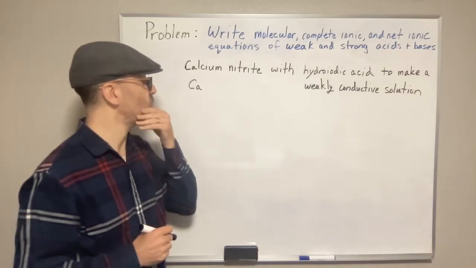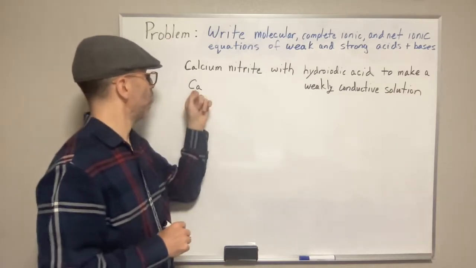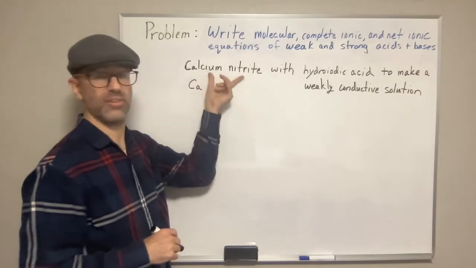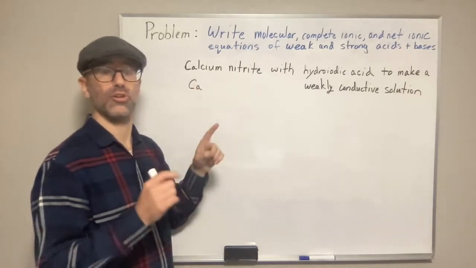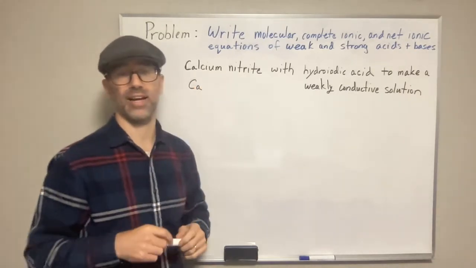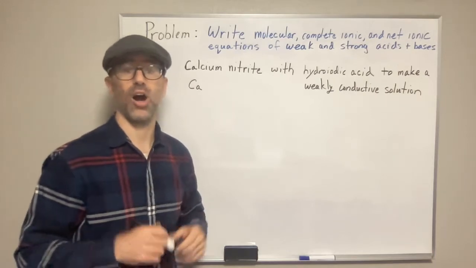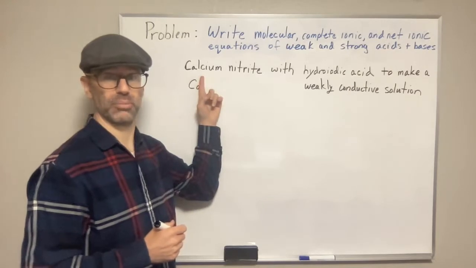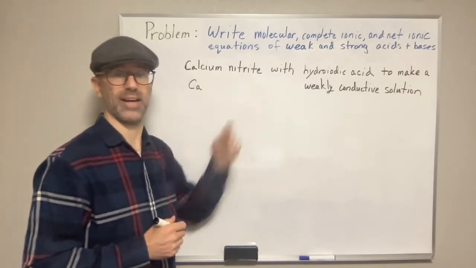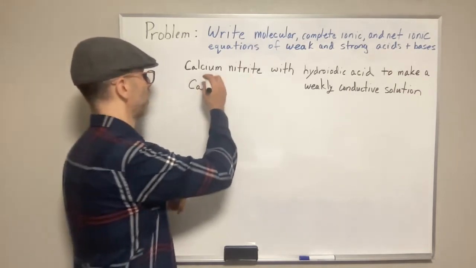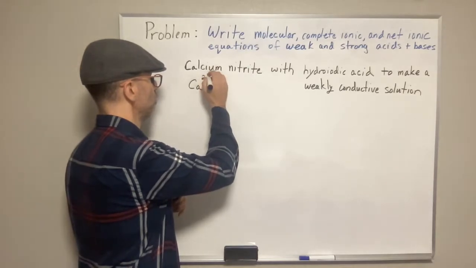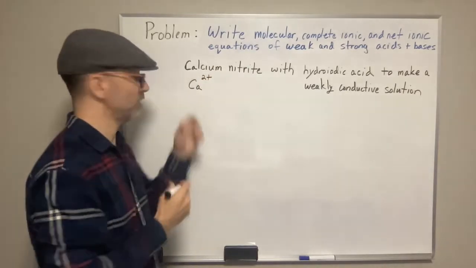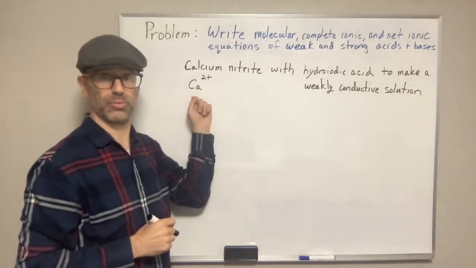So we have calcium nitrite. Since this is an ionic substance, the two names of the ionic substance are the names of the ions that make up the substance. So we have calcium and we have nitrite ion. So we have the calcium ion, which is a +2 charge. And we know that's a +2 charge because it's in group 2.